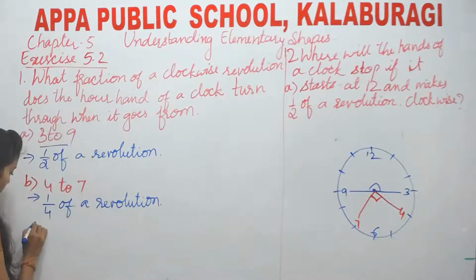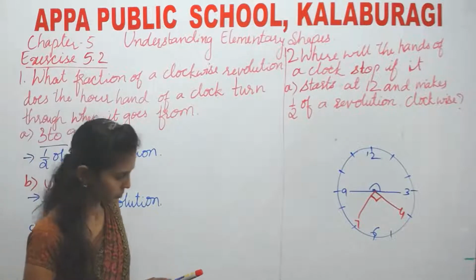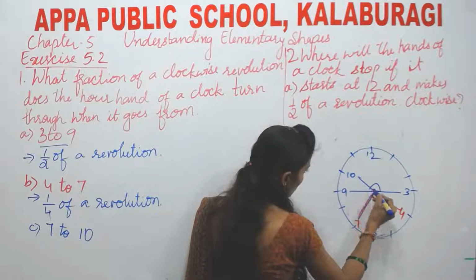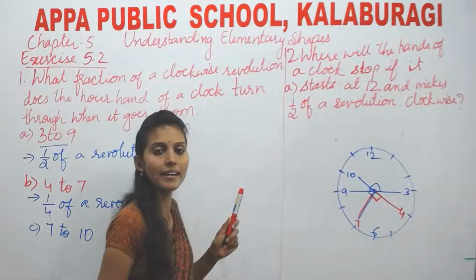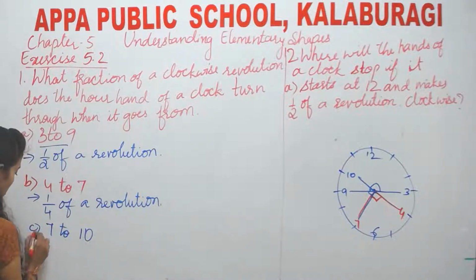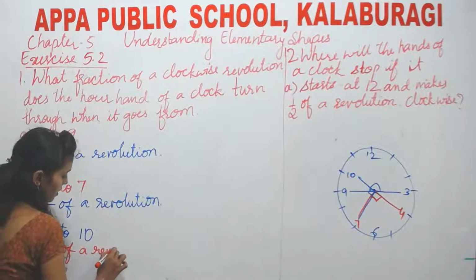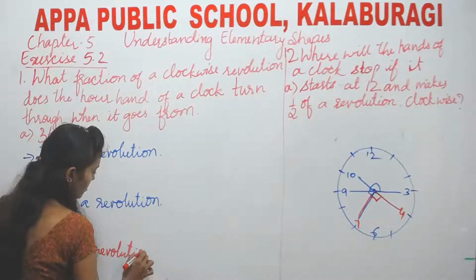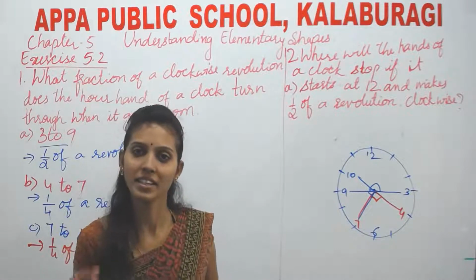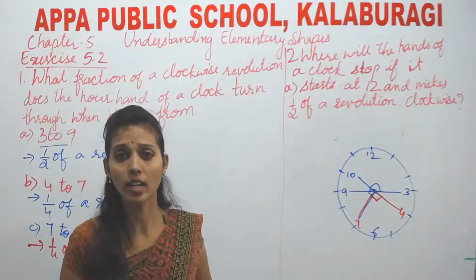7 to 10. Same way. This is 7. Here is 10. From 7 to 10. Again, this is also a right angle. Isn't it? So, one right angle means 1/4 of a revolution. So, you know that every time I'll give some of the other problem as your work, right? 3 problems I have done. The remaining 3 is your work. Try. Okay? You can surely do it.